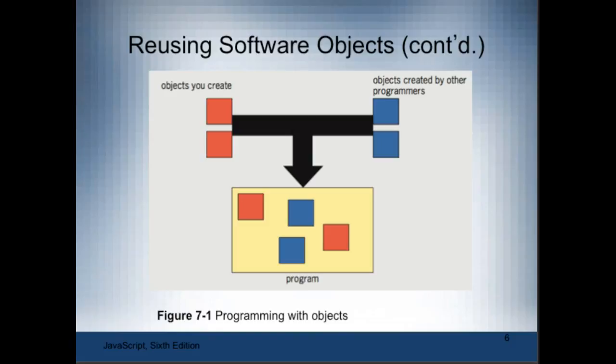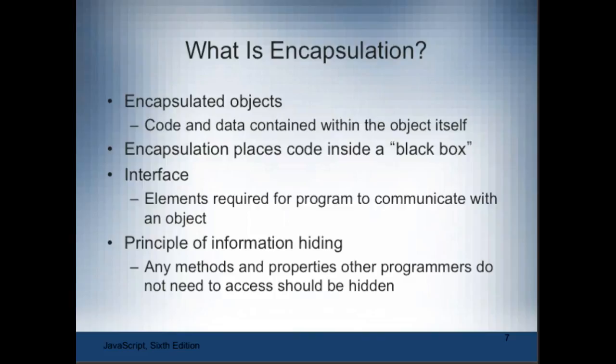Figure 7.1 illustrates that you can form a program by connecting objects you create on your own with existing objects that have already been created by other programmers. Objects are encapsulated, which means that all the code and required data are contained within the object itself. In most cases, an encapsulated object consists of a single computer file that contains all code and required data.